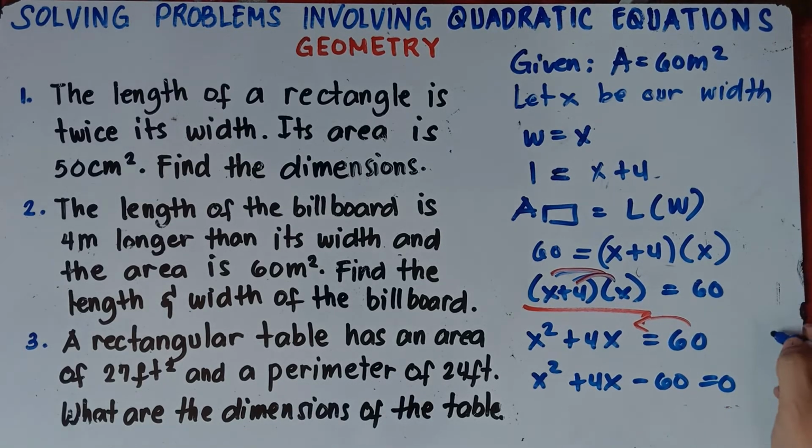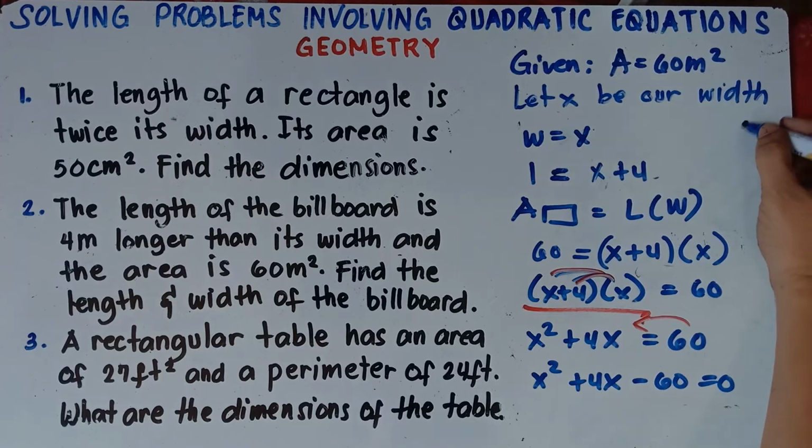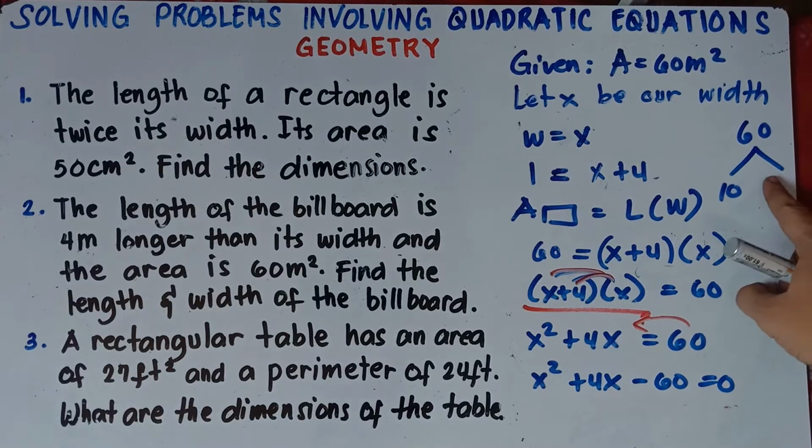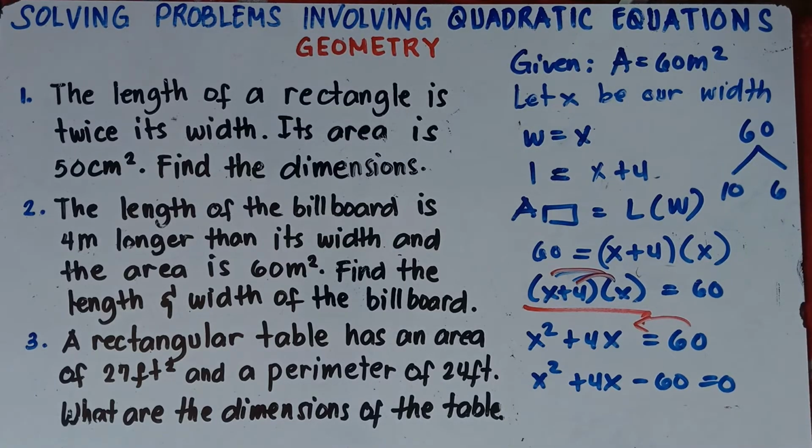Let's check that one for 60. Let me just write it here, 60. Can we have 10 and 6, class, for the factors? I hope you know this one, the factoring. If you don't know about factoring, class, I will just put the link in the description down below with regards to factoring.